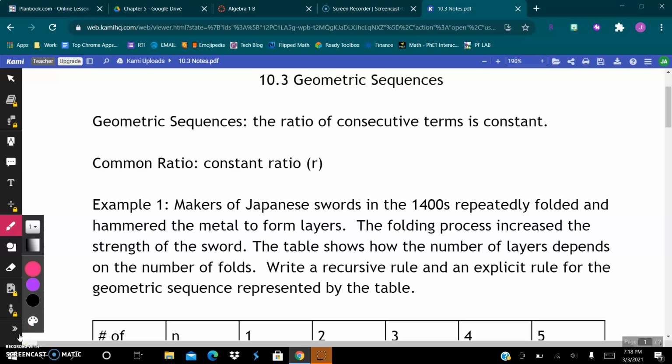Today's lesson is on geometric sequences. We're going to look at a list of numbers and determine if it's a geometric sequence, and we're also going to use it to write some formulas.